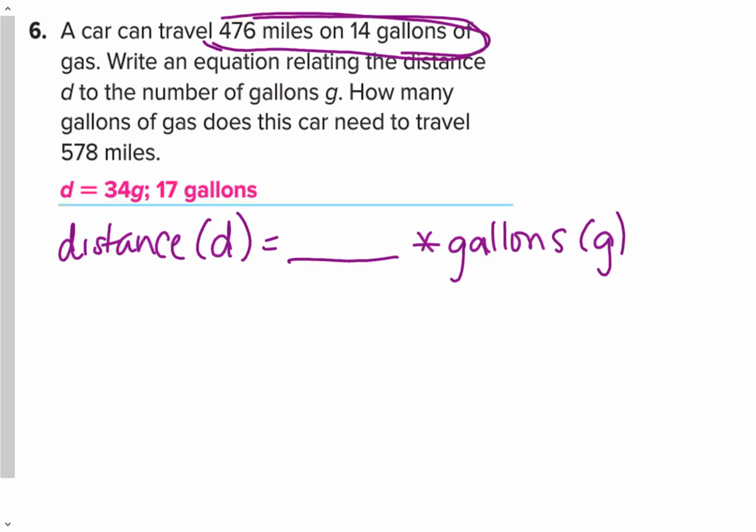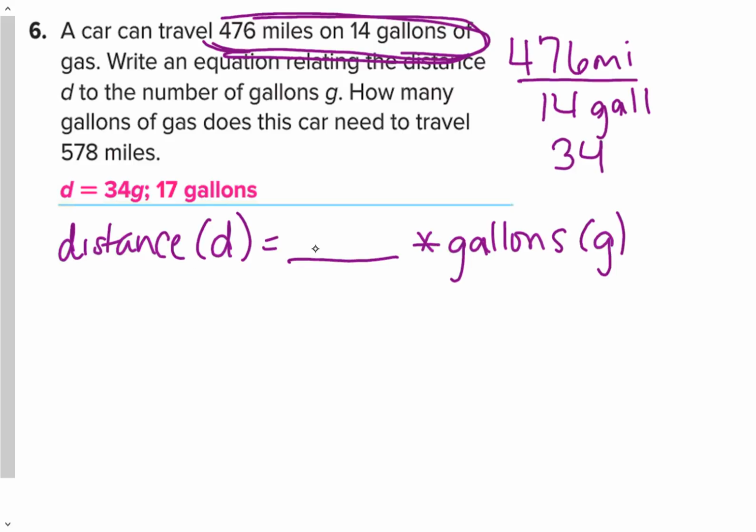Okay, so we want to know the relationship between miles and gallons for just one. So we've got 476 miles over 14 gallons. Okay, and we can just divide this out. So we have 476 divided by 14. That equals 34. That means the number we multiplied our gallons times is 34. So our equation is going to be d equals 34 times g.